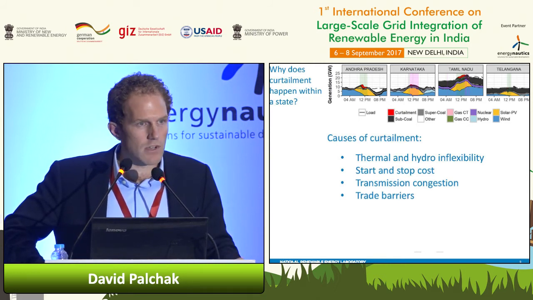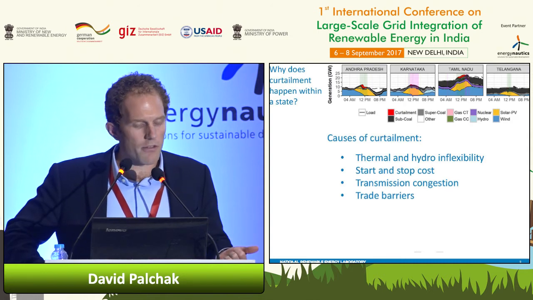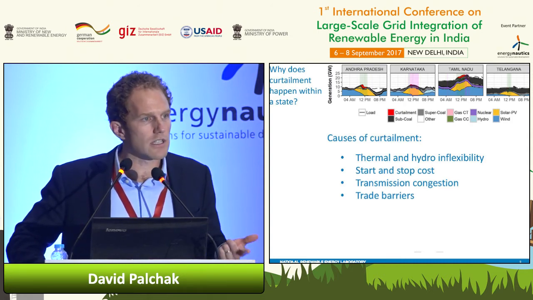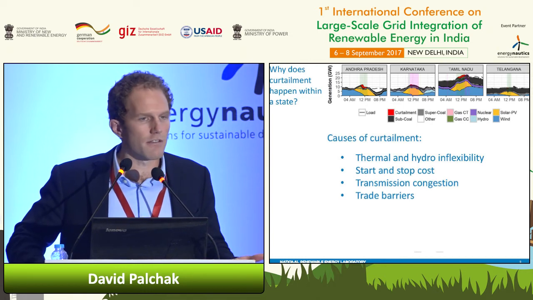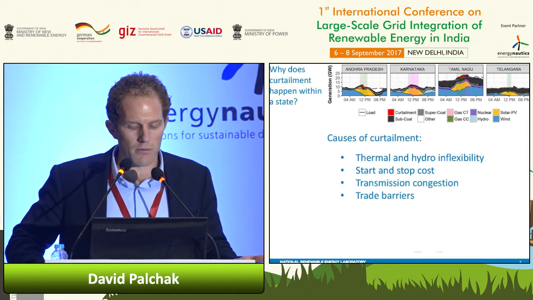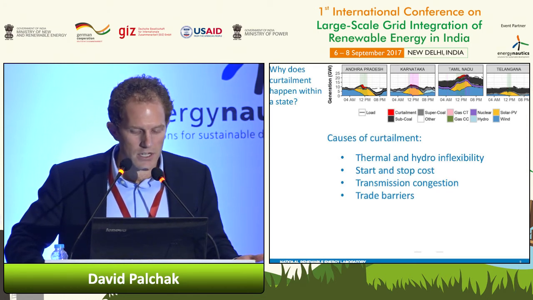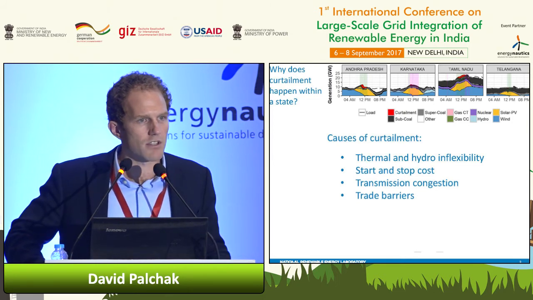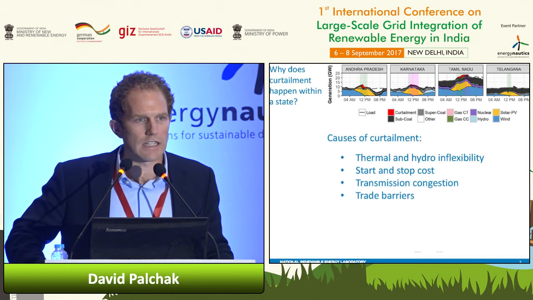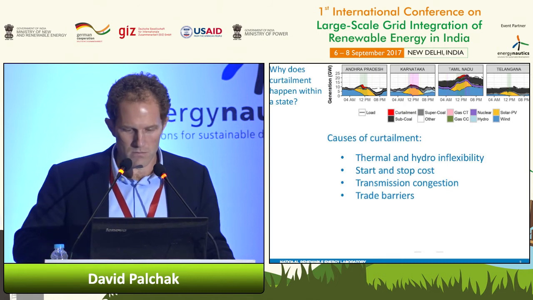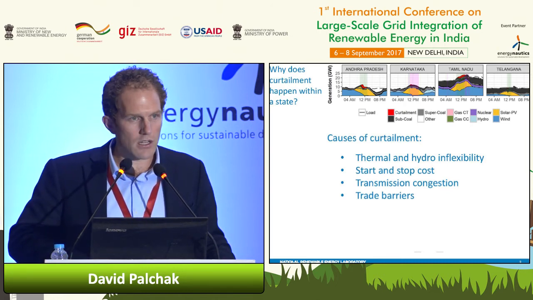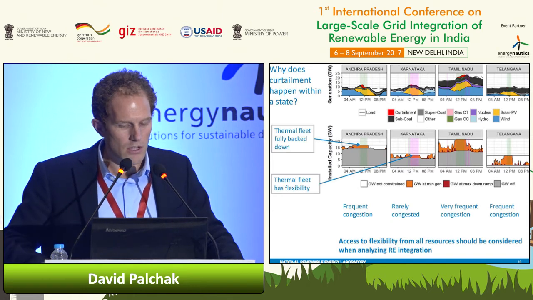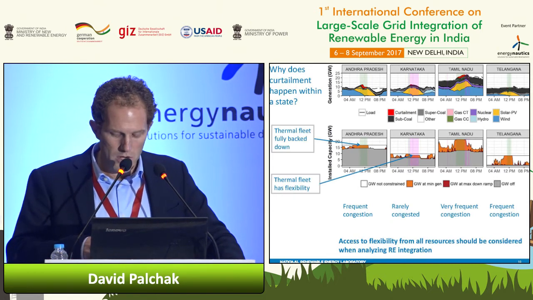So as we've all been talking about, thermal and hydro inflexibility is one. Starting and stopping costs, so wrapped into the flexibility conversation, is that it potentially costs a lot for a thermal plant to start and stop. Transmission congestion could play a role, as well as trade barriers between states. If mechanisms aren't in place for states to trade RE, then there's potential for some RE getting wasted. And so I want to try and pull out what might be happening at the state level to cause problems where we are getting curtailment.